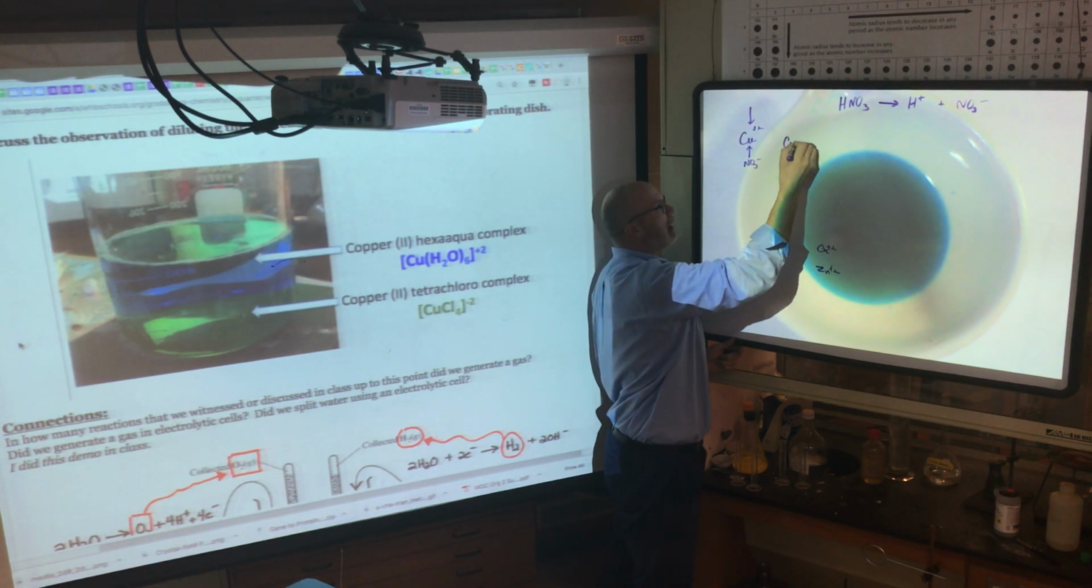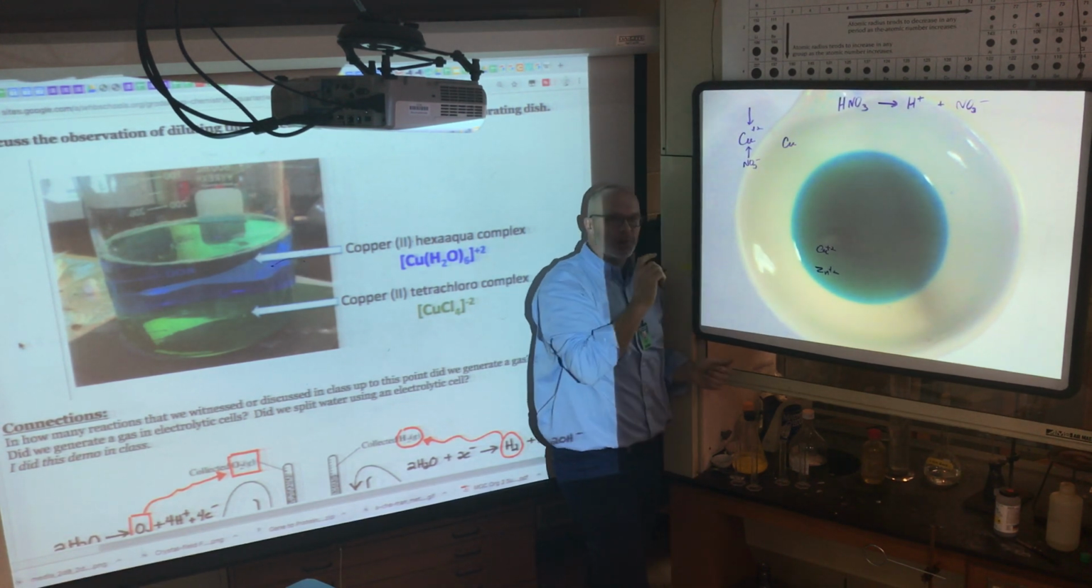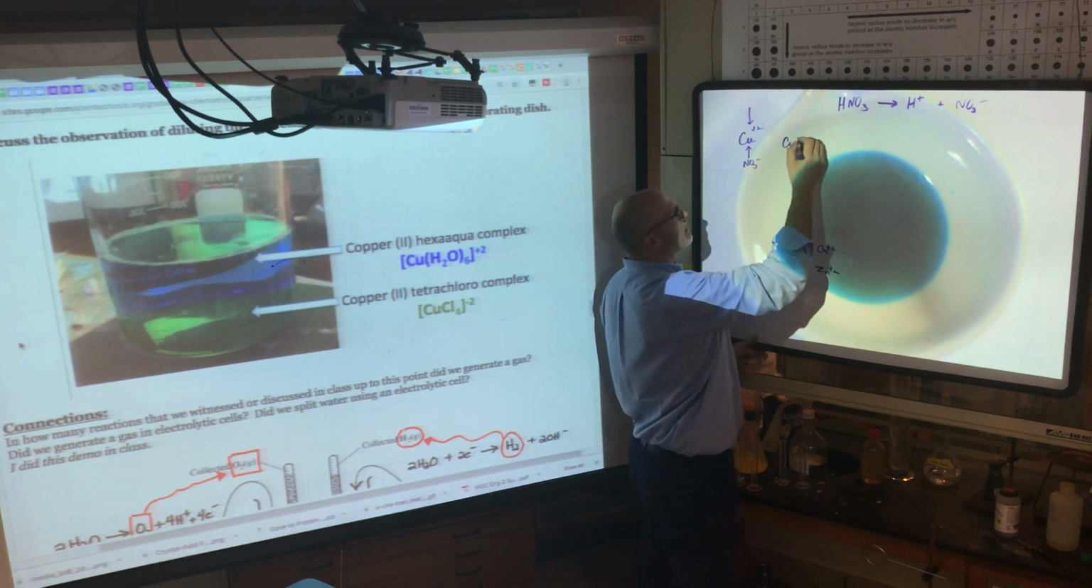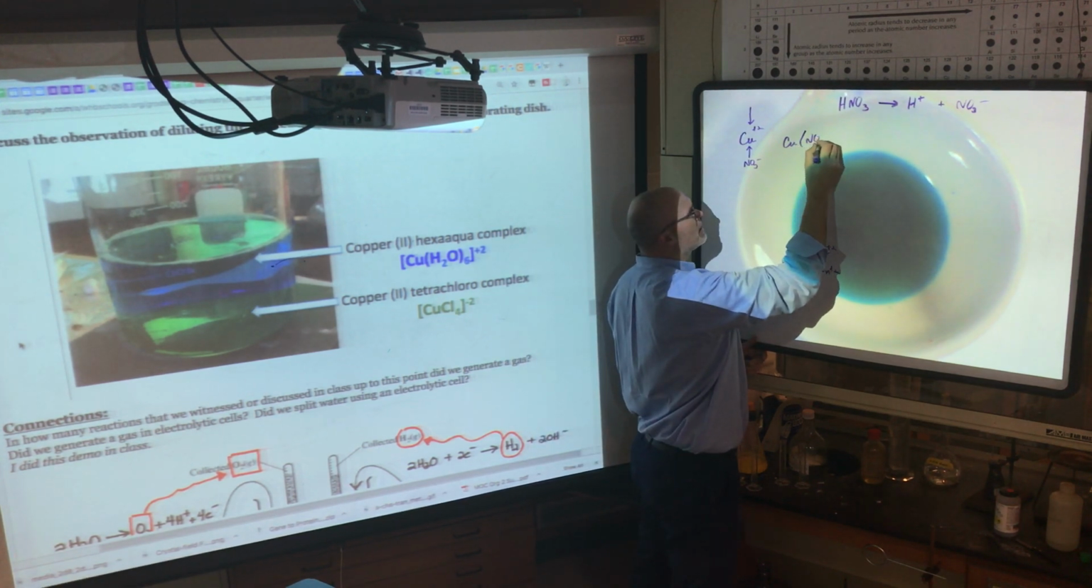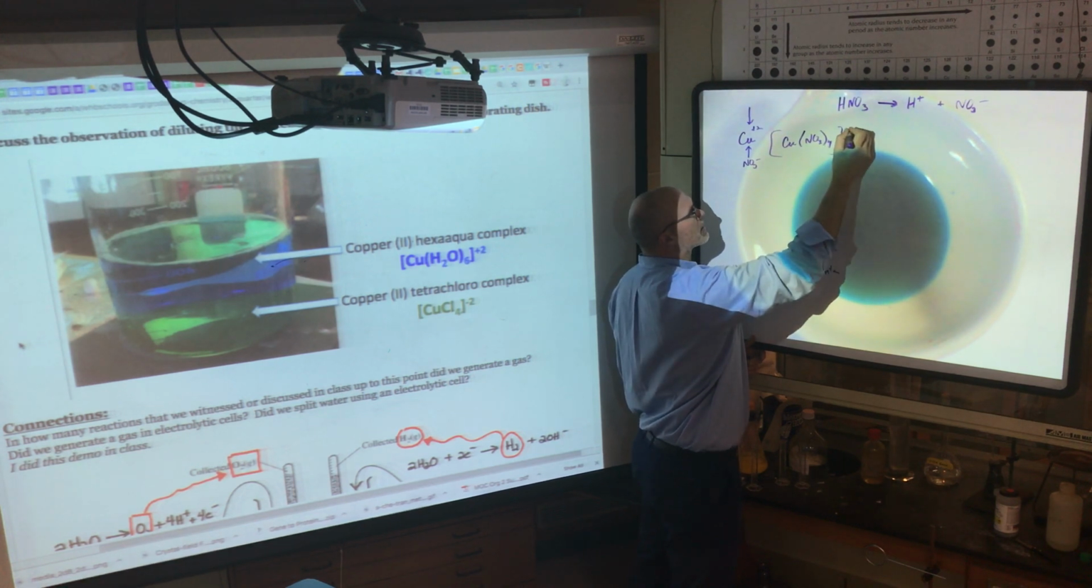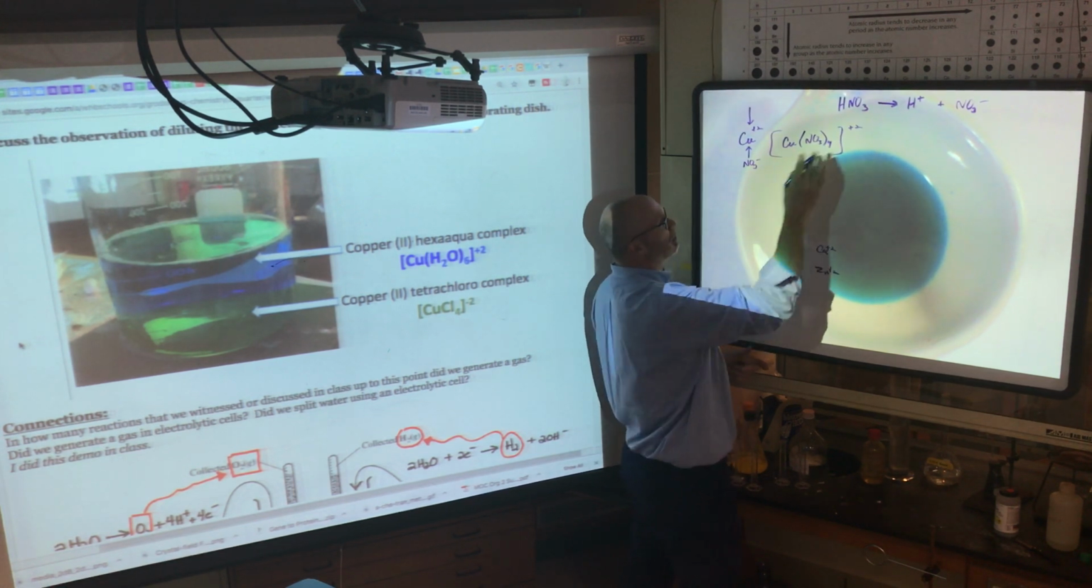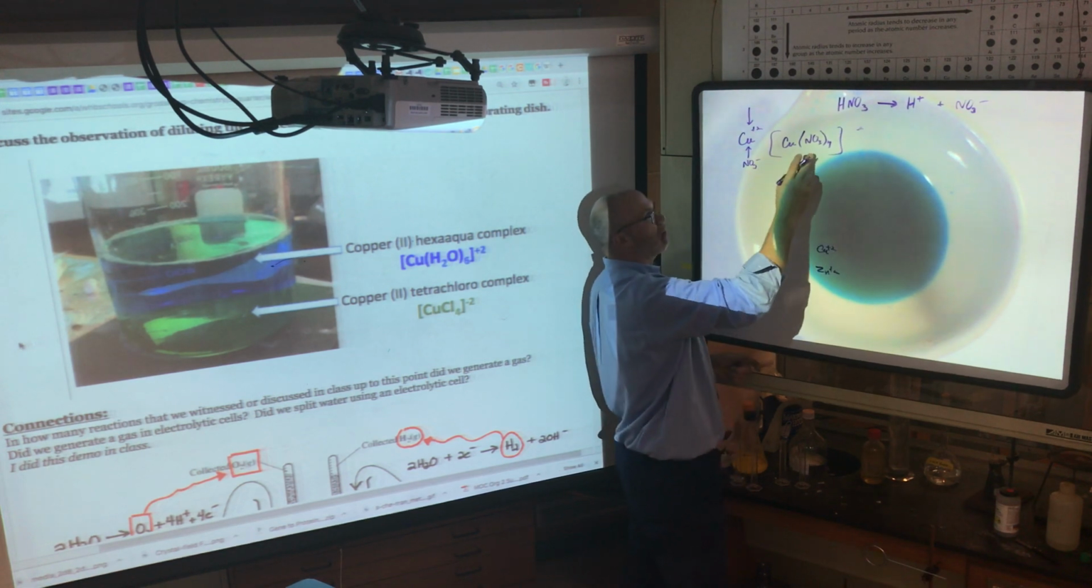So we've got this copper. Now NO3- is bigger, so it's probably going to be not as many, but the whole thing makes a complex. Still plus 2? Now, not plus 2, right? And so this is going to be what?